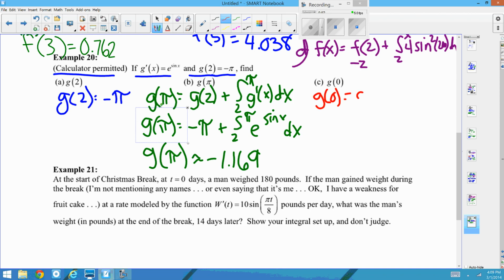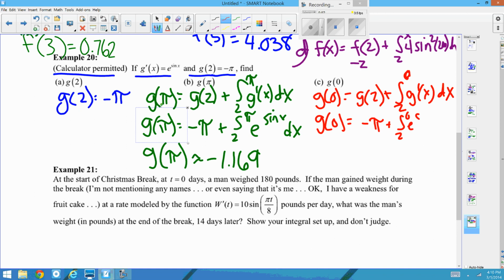All right. And then the last one here, we have g of 0. It's going to be g of 2 plus the accumulation from 2 to 0 of g prime. If we really wanted, we could switch this around from 0 to 2 if we make it negative, but we don't need to. So that would be negative pi plus the accumulation from 2 to 0 of e to the sine of x dx. Type that into your calculator, and I believe you get something like negative 7.378. Not too bad, all right?